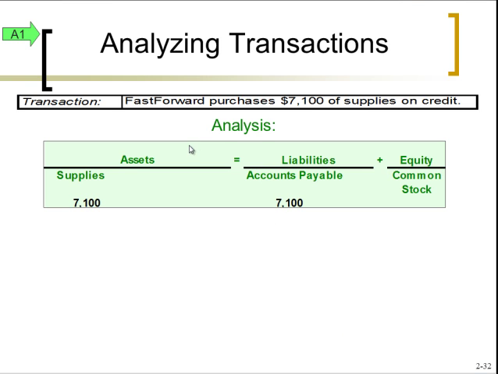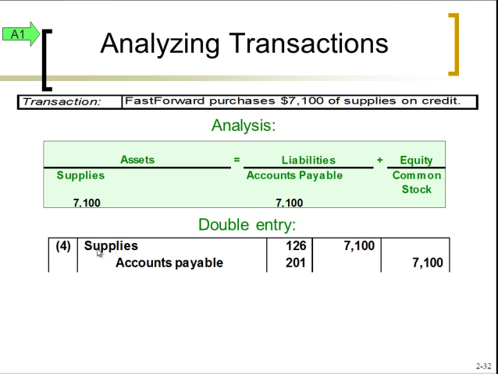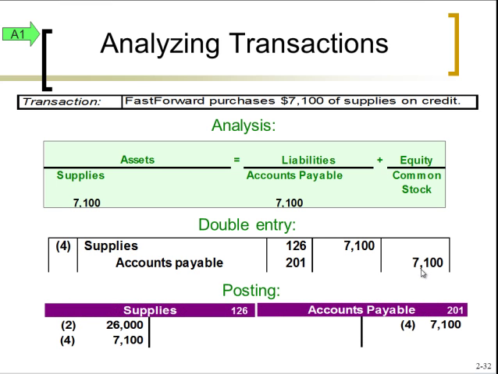Here we have another example. Fast forward purchases $7,100 of supplies on credit. So we have an increase to supplies as an asset, and we have an increase to accounts payable as a liability. We're debiting the supplies account to increase that asset. We're crediting the accounts payable to increase that liability. Then if we go down here, we're posting it. So we're pulling the debit down to the supplies. The accounts payable gets a credit.